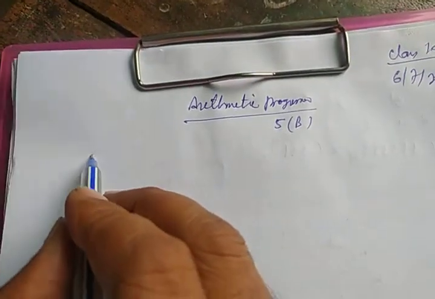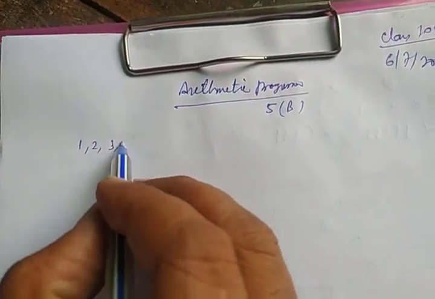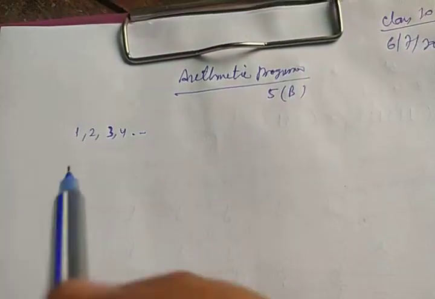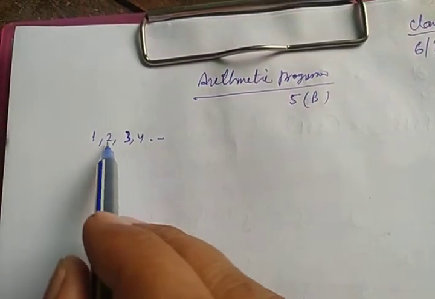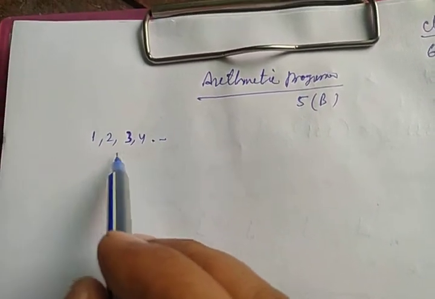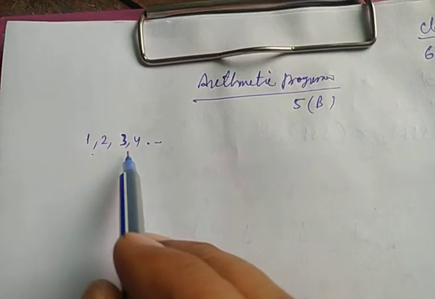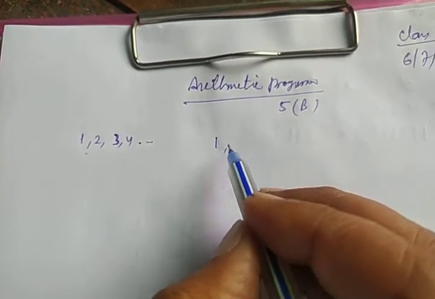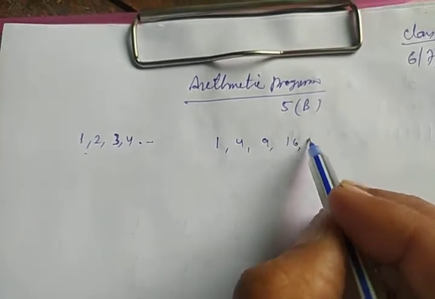First I had taken 1, 2, 3, 4 onwards. In this sequence each term is obtained by adding 1 to the previous term. There was another pattern you would have observed, and others would have written, I think, 1, 4, 9, 16, 25.